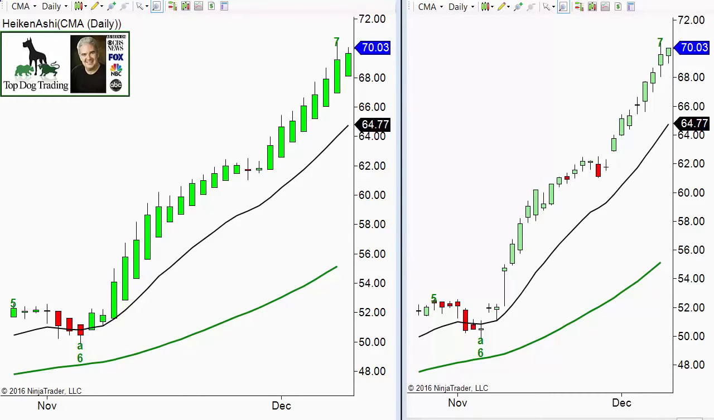So, hey, try it, put it on a chart, look at a few charts, use it with other tools that you're using, and see what you think. See if you think this could be a good addition to your trading.